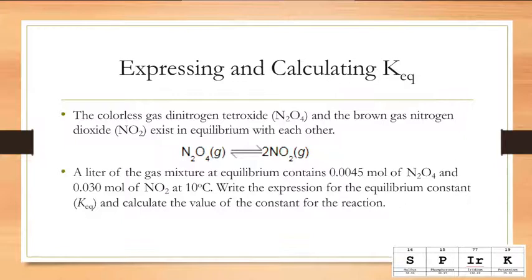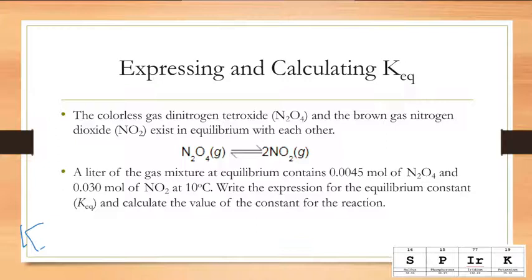So if we have a liter of the gas mixture at equilibrium that contains 0.0045 moles of N2O4 and 0.030 moles of NO2 at 10 degrees Celsius, write the expression for the equilibrium constant and calculate the value for the constant for the reaction. So remember that KEQ is equal to the concentration of the products raised to their coefficient divided by the concentration of the reactants raised to the power of their moles.